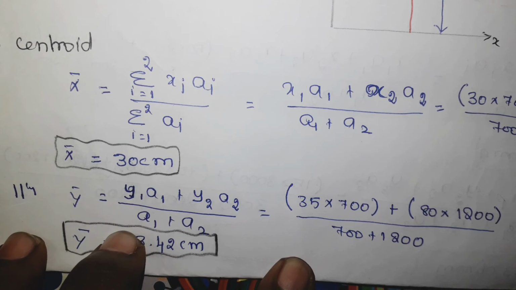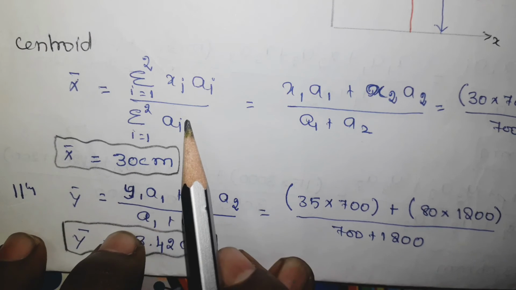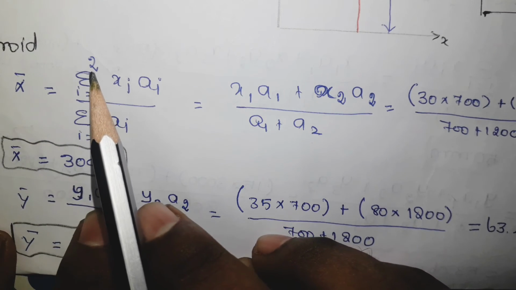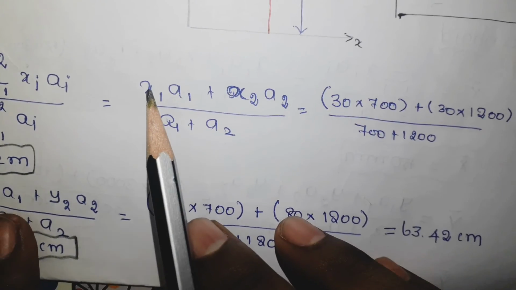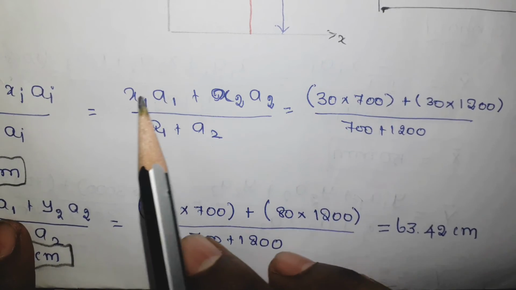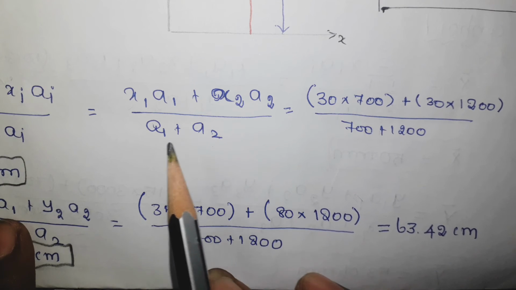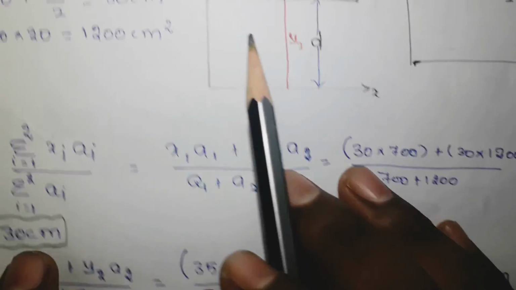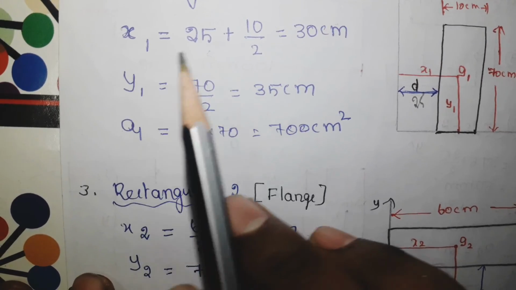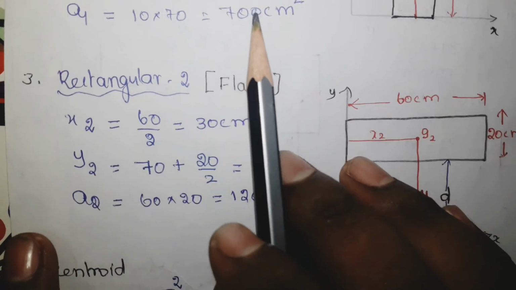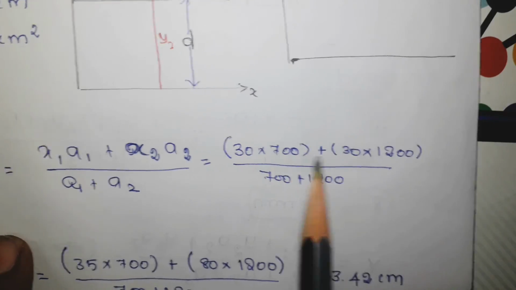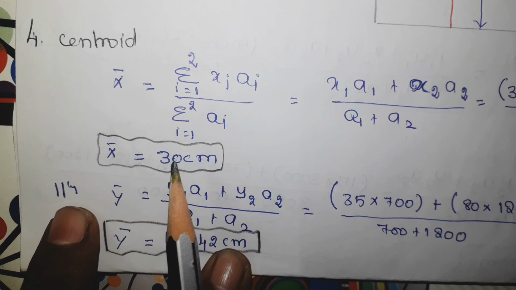Now the third step is using the summation equation to find x bar and y bar. This is the summation equation, and I am going to substitute 2 in the place of n. When I expand the equation, I will get x1 a1 plus x2 a2 divided by a1 plus a2, because there are only 2 sections. Substituting x1 equal to 30, a1 equal to 700, x2 equal to again 30, a2 equal to 1200, the answer will be 30 centimeter.